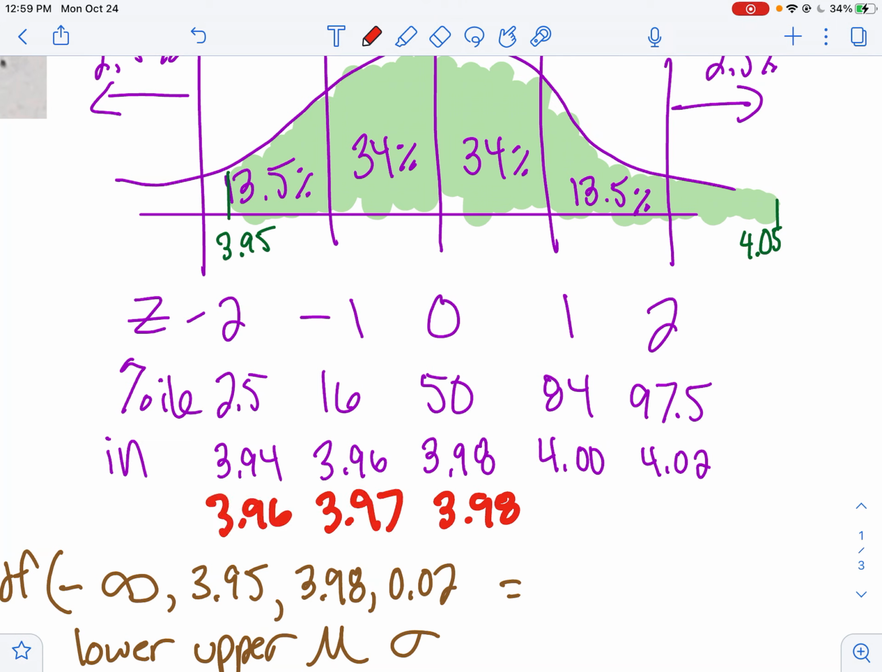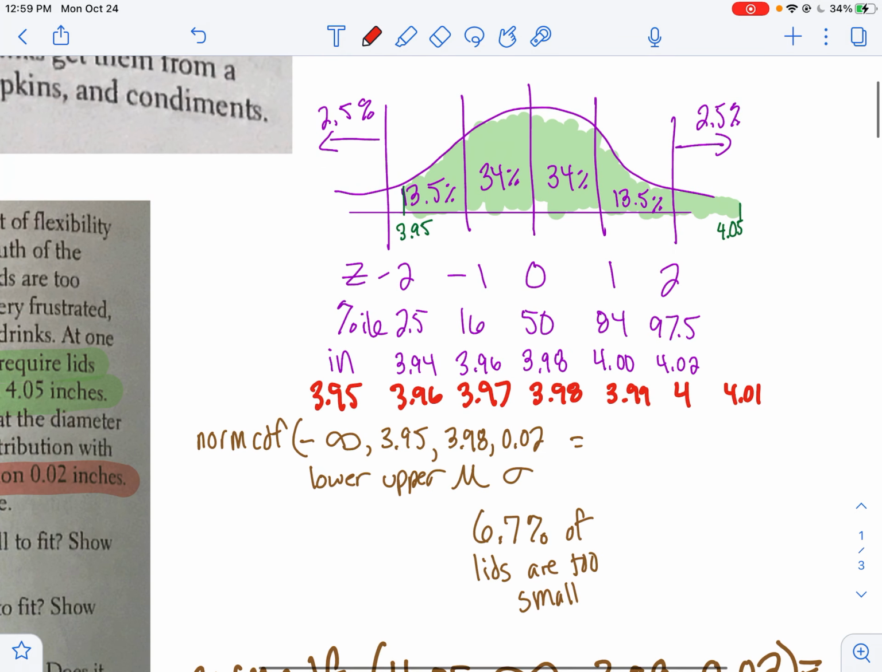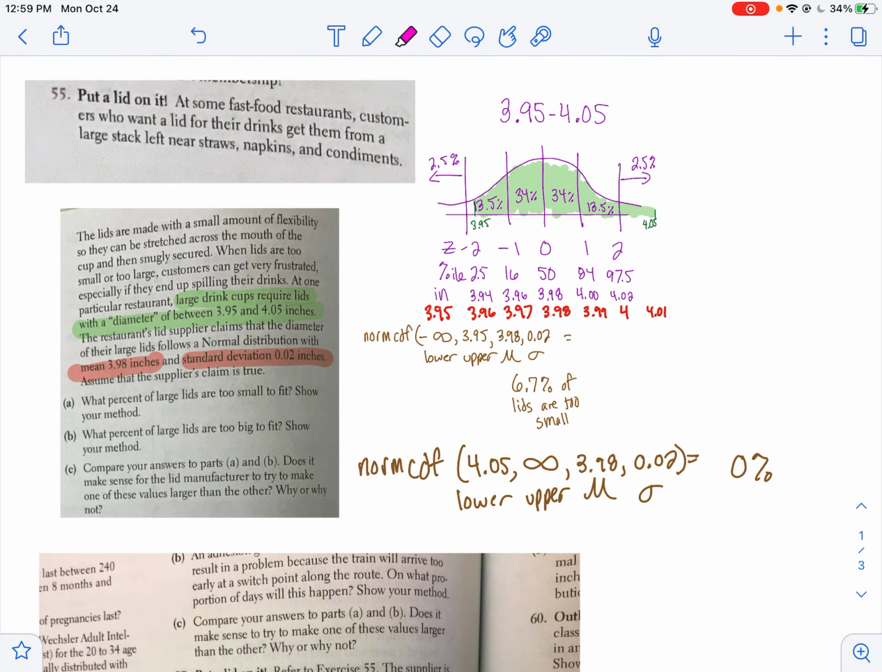3.96. And then 3.95 would be 3 standard deviations out. 3.99, 4, 4.01. Hey, if I made my standard deviation smaller, that might be in much better shape here because I could easily account for all those lid tops, 3.95 to 4.05. So I can make that standard deviation smaller.